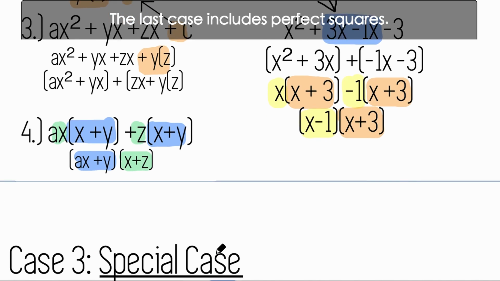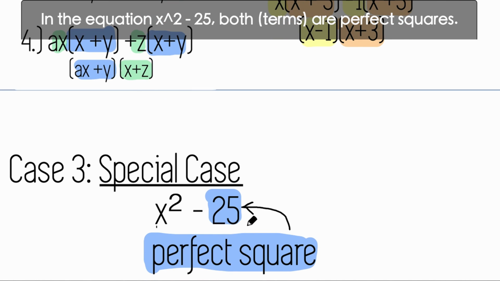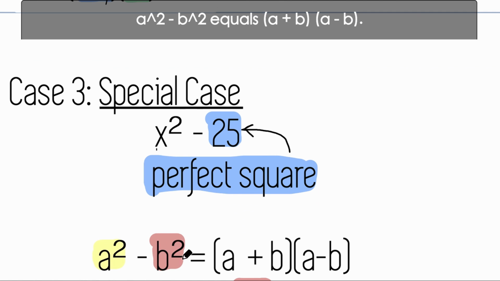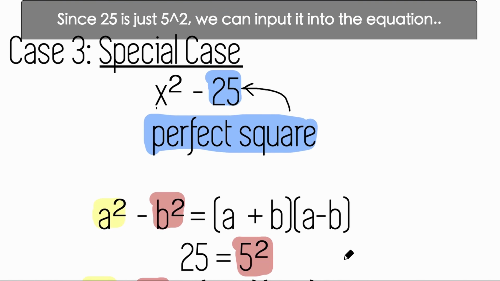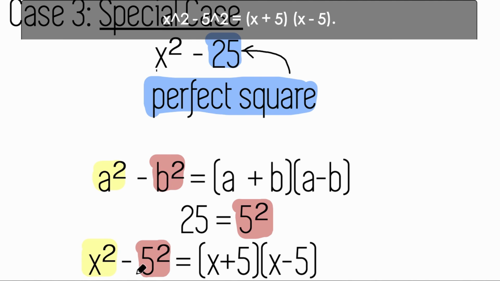The last case includes perfect squares. The equation x squared minus 25, both are perfect squares. If we apply this equation, a squared minus b squared equals a plus b times a minus b. Since 25 is just 5 squared, we can input into the equation x squared minus 5 squared is equal to x plus 5 times x minus 5.